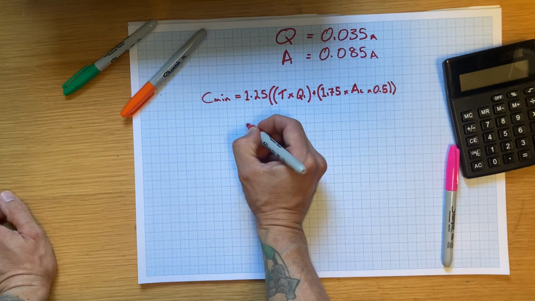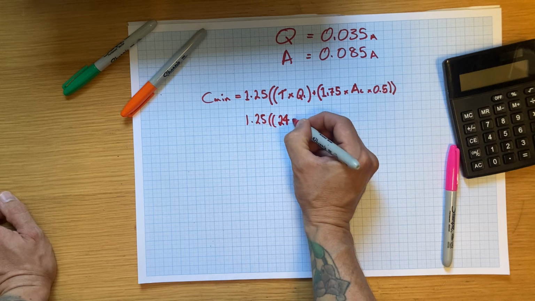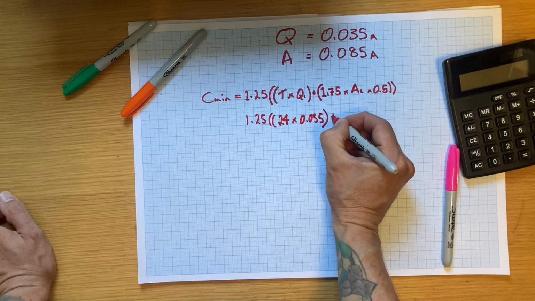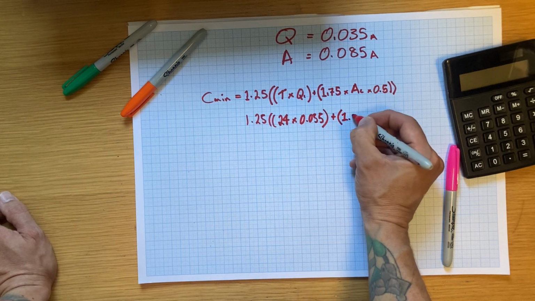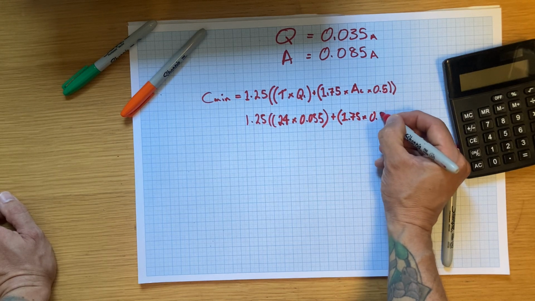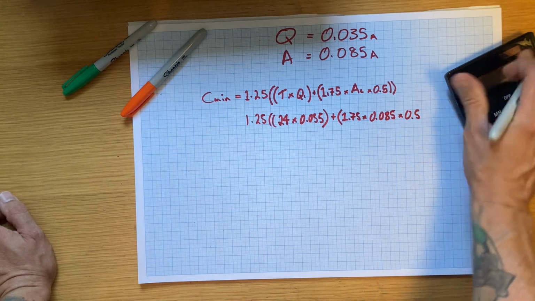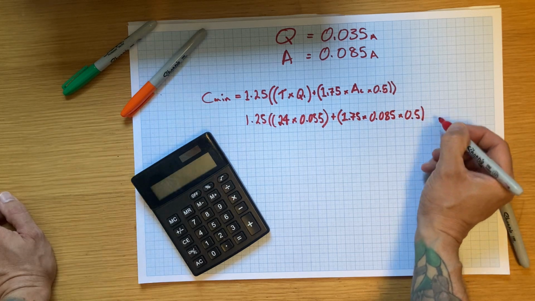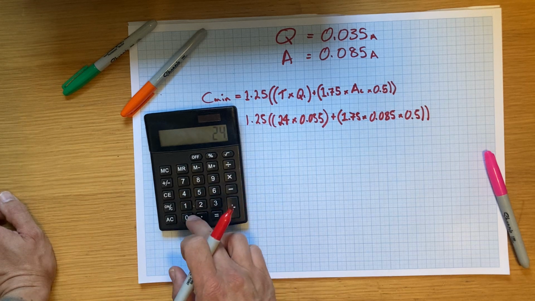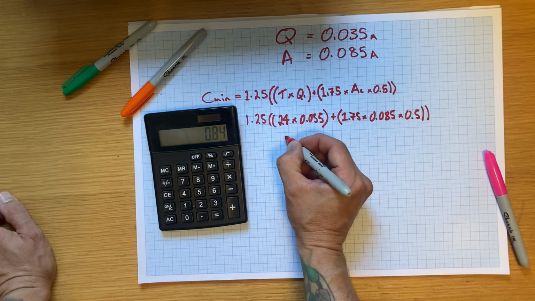Okay, so we're going to work through this. So 1.25, that's going to be 24 times our quiescent, 0.035, plus our derating factor times our alarm load, which is 0.085, and it's times 0.5. Cool. So 24 times 0.035 is 0.84.